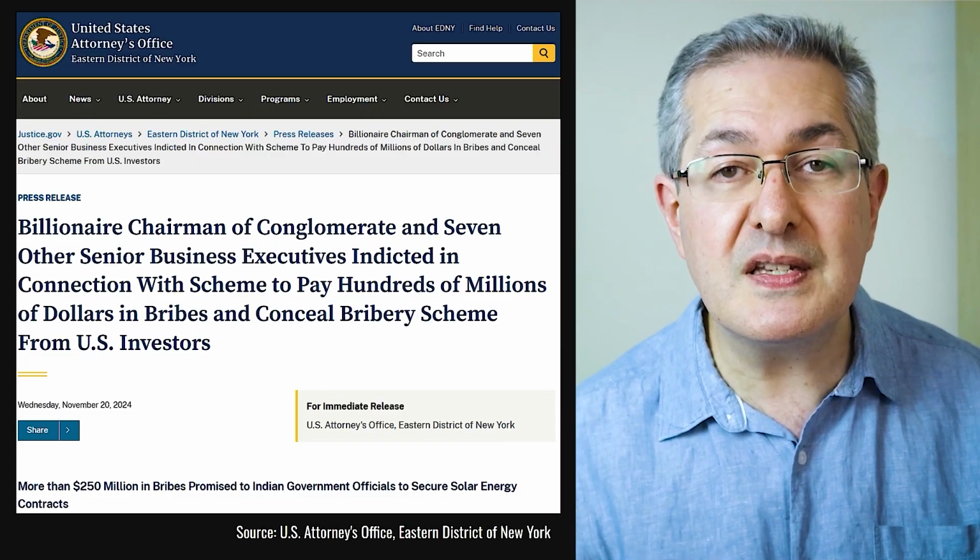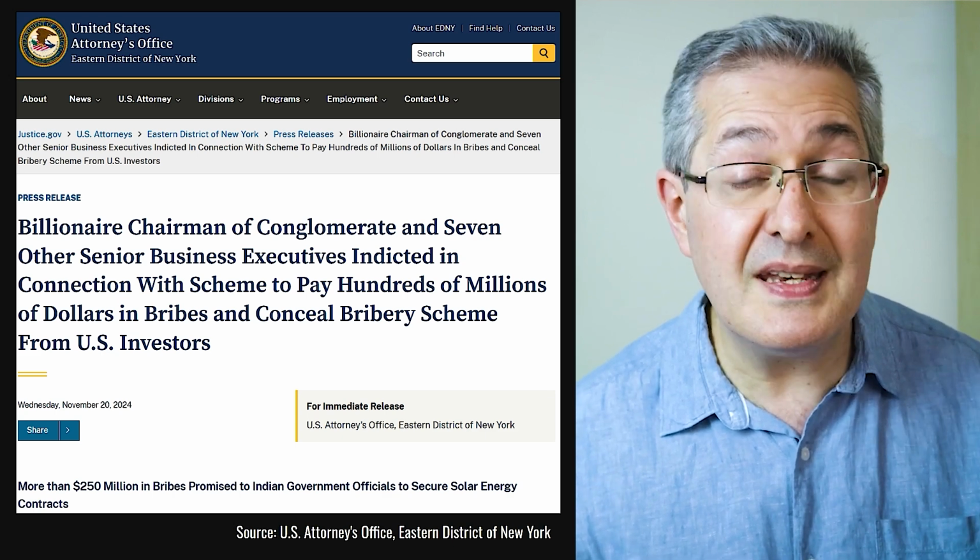So that report was published in January of 2023, but in November of 2024, the US Attorney's Office published this indictment.